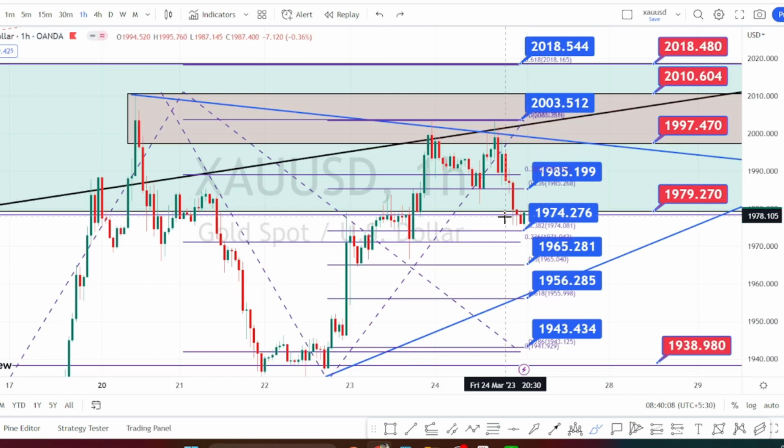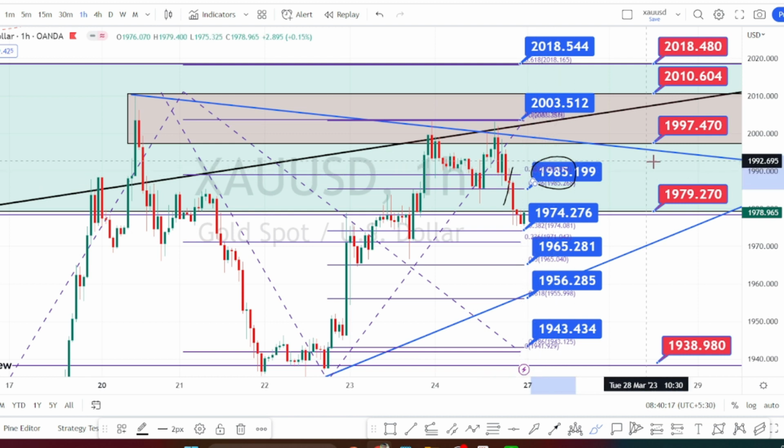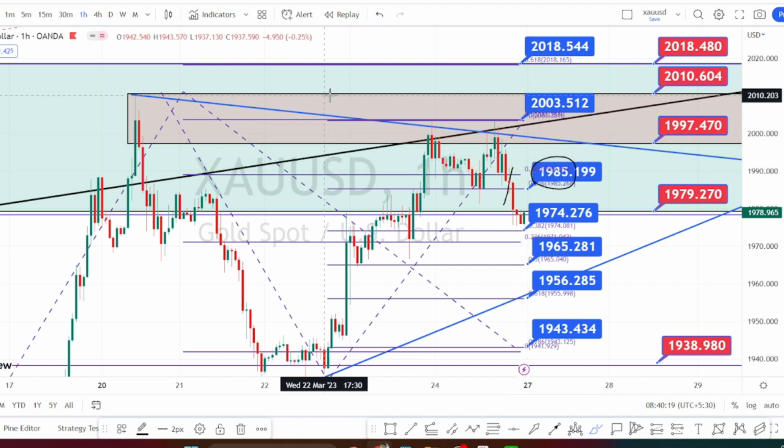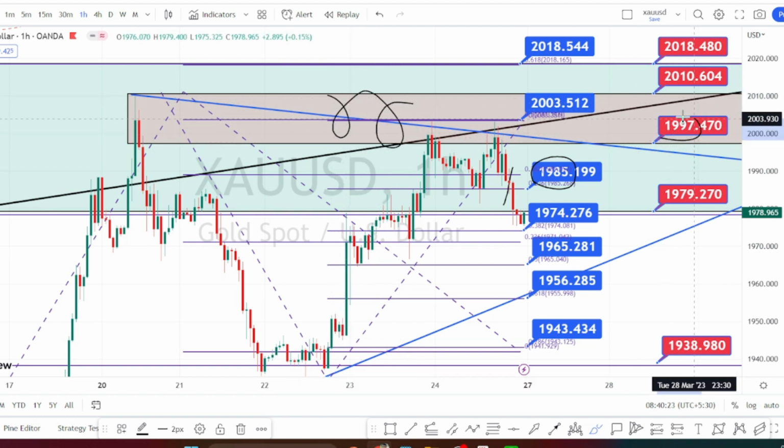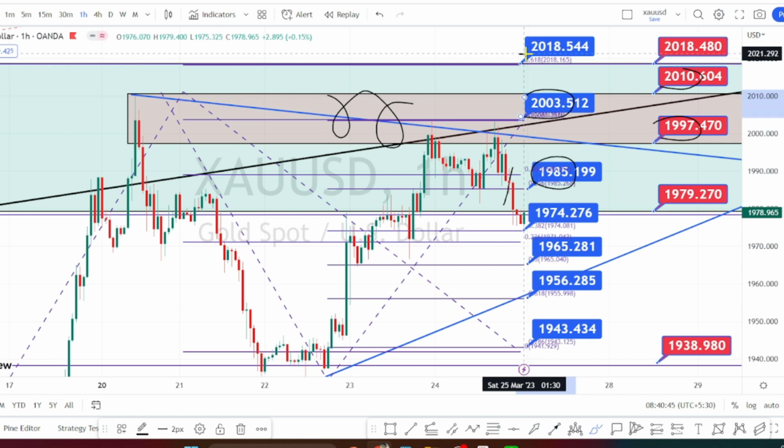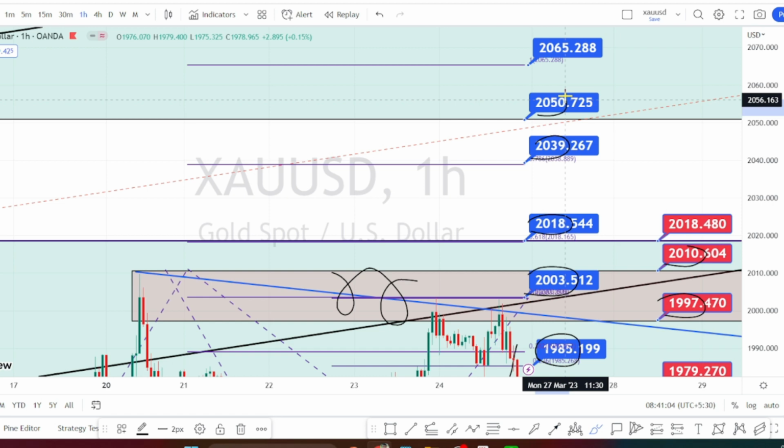And if the price action gives a breakout on the bullish side, the immediate resistance is going to be around 1985. Once this resistance level is broken, it has to break this resistance zone from the 4 hours time frame, which is between 1997 to 2010. We have an hourly time frame resistance level also, which is around 2003. Next level of resistance is going to be around 2018, 2039, 2050 and 2065.